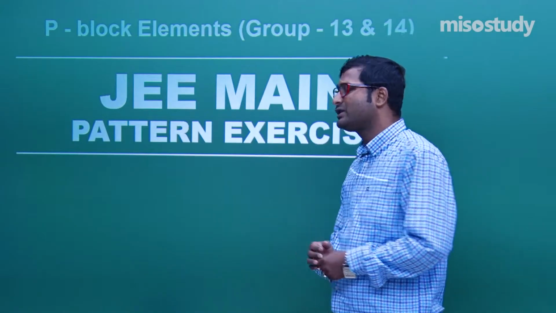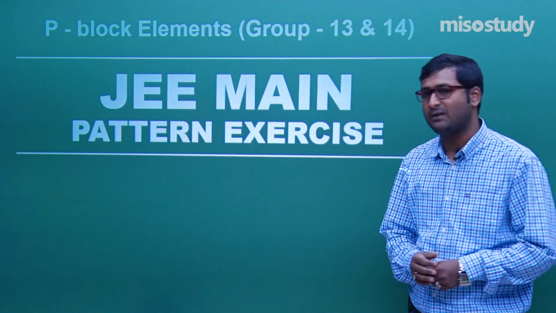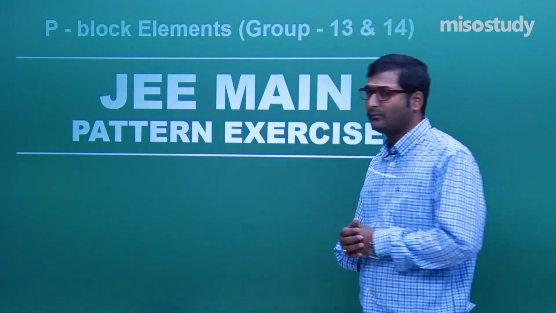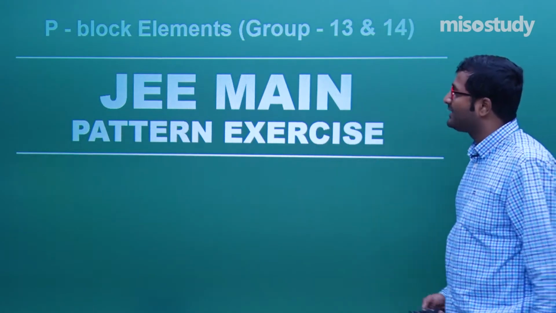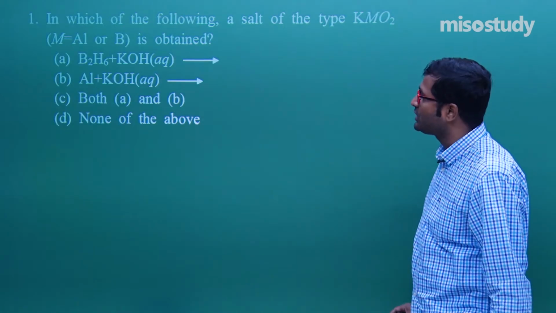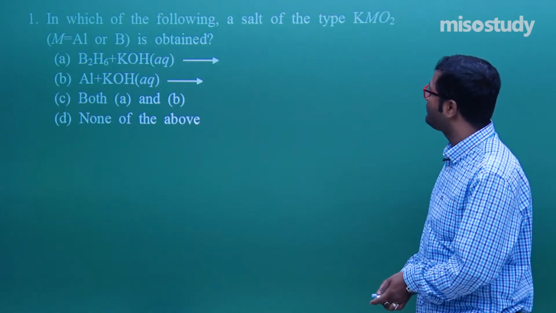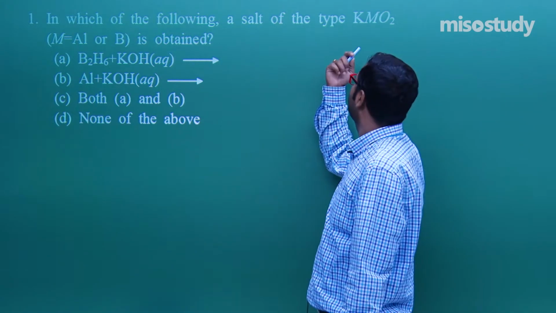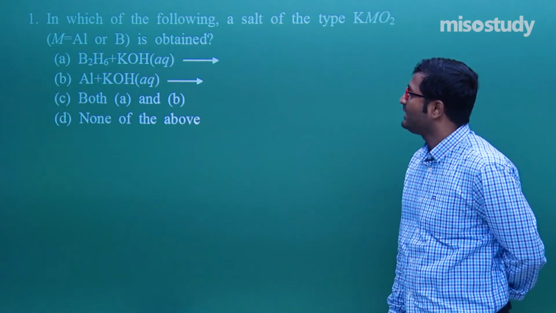Today we are going to discuss a few questions related to the JEE Main exam pattern. So friends, let's start with the topic, that is the question answer round. My first question, look at it: in which of the following is a salt of the type KMO2 obtained?